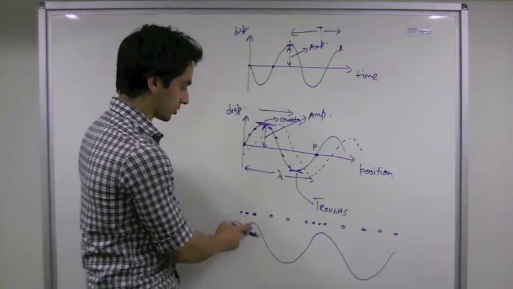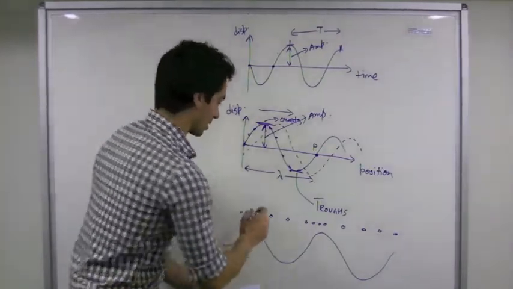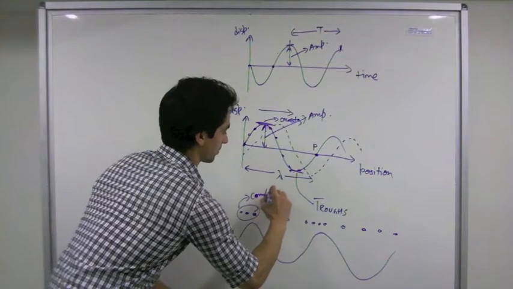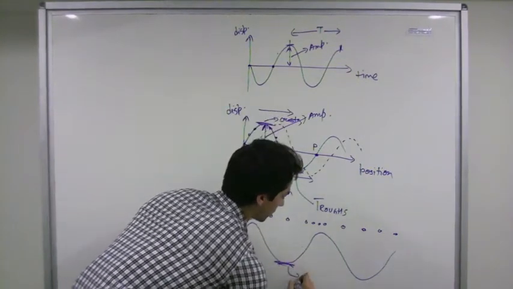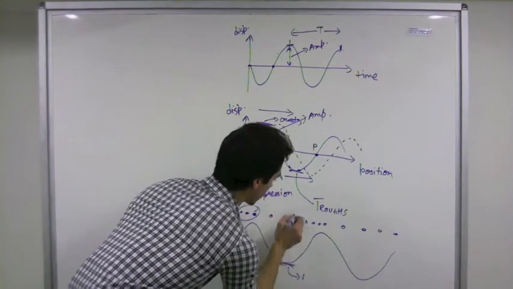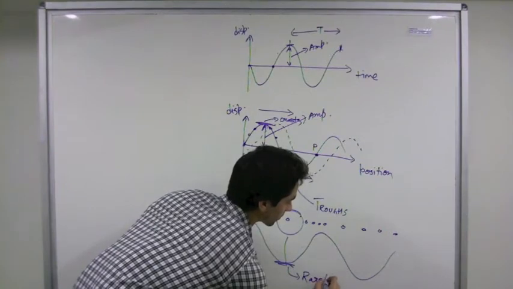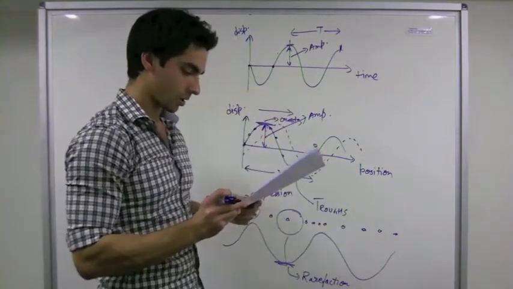So you can also represent longitudinal waves in a similar fashion over here. Again, this point here is called a compression, and this point here corresponds to the low pressure area. So it's called a rarefaction.